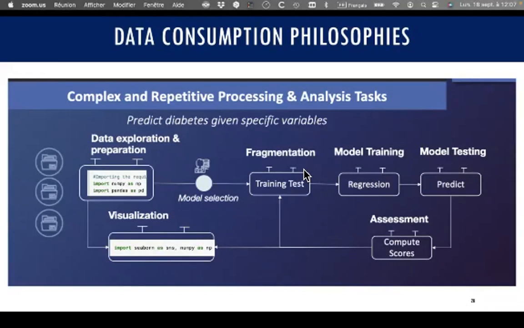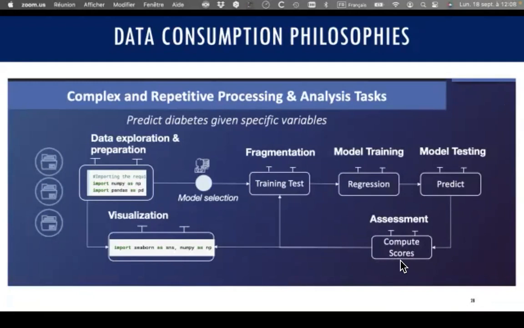Then the fragmentation aspect is also important. How am I going to select the right representative observations that will ensure that the model is correctly trained? Okay, so that's another important thing. And then, of course, the assessment scores, because here, again, I insist a lot, I would need a health expert or a physician in order to determine whether my solution is a good solution and a useful solution or not.